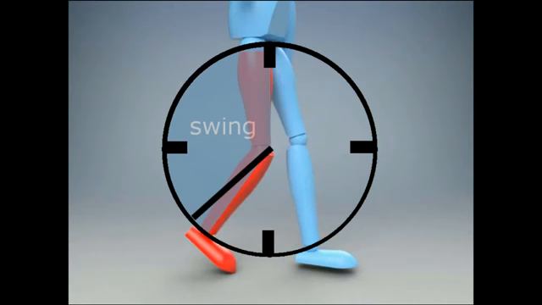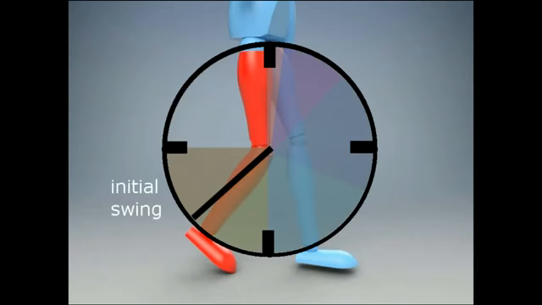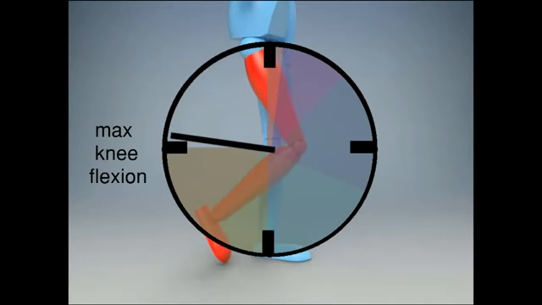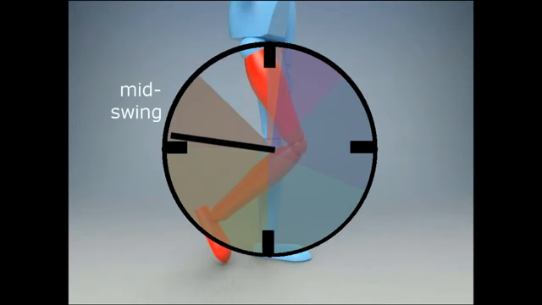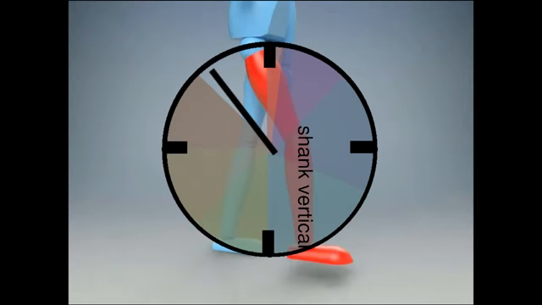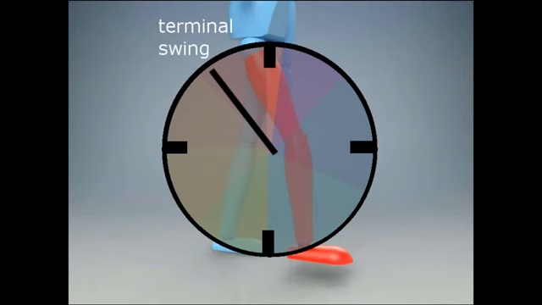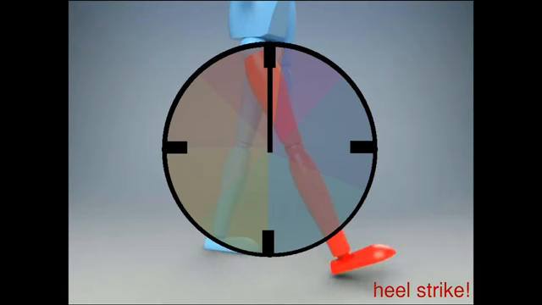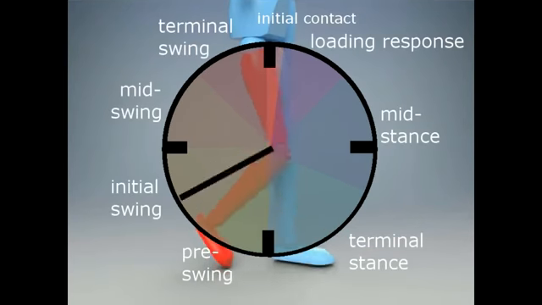Swing can be separated into three phases. Initial swing, which is the first 13% until we reach maximum knee flexion, or in other words, the greatest knee bend. Mid-swing is 12% from then until the lower leg is vertical. Terminal swing is the remaining 13% of the cycle until the next contact, and the cycle goes again.